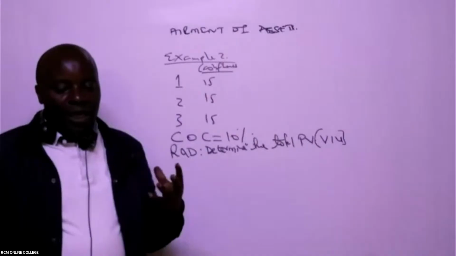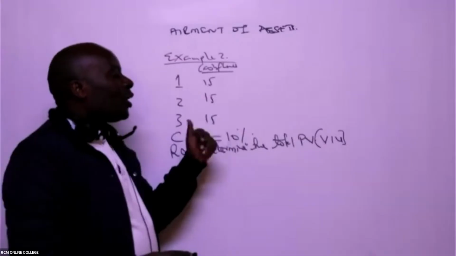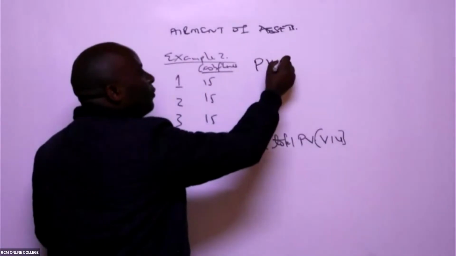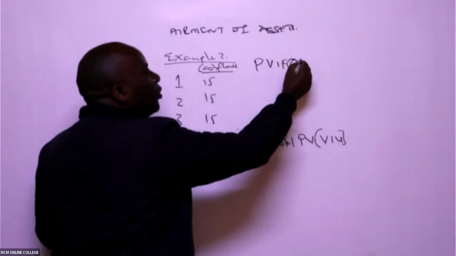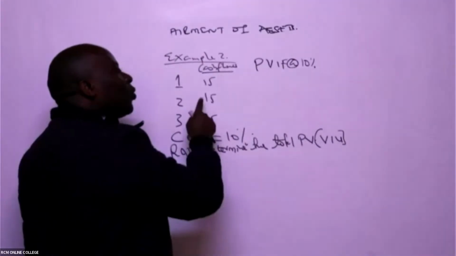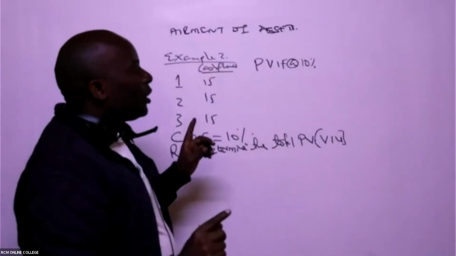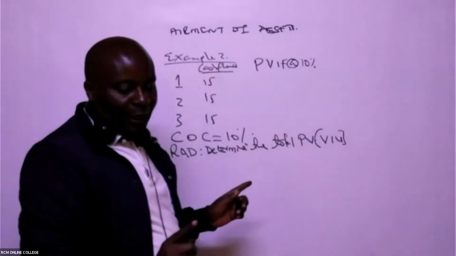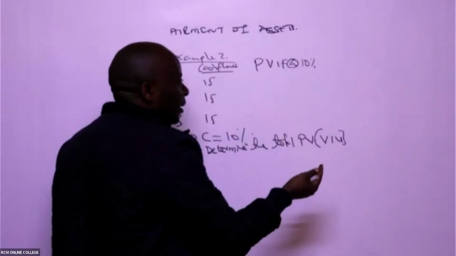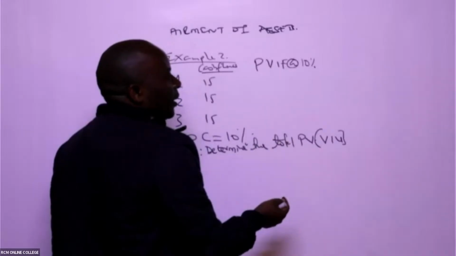Yes, it's an annuity. But first of all, before I show you the concept of annuity, you can still go ahead and use the discount factor at 10%. You can decide to handle these figures independently. So if you use the discount factor independently, will we get the same answer? Oh, yes.